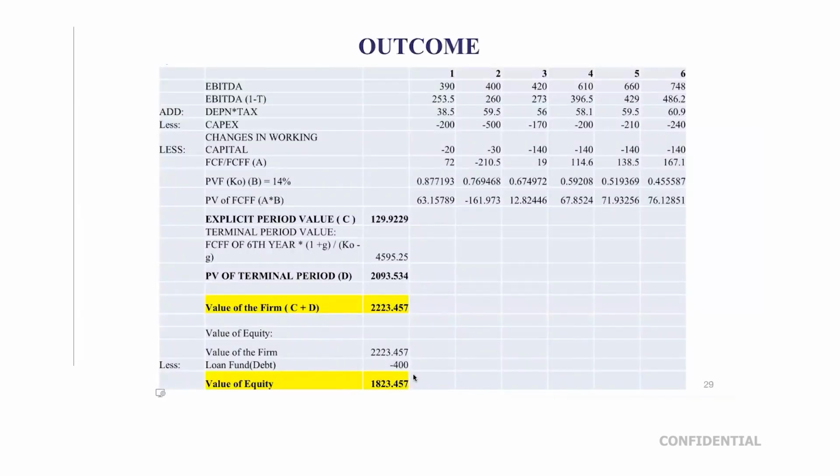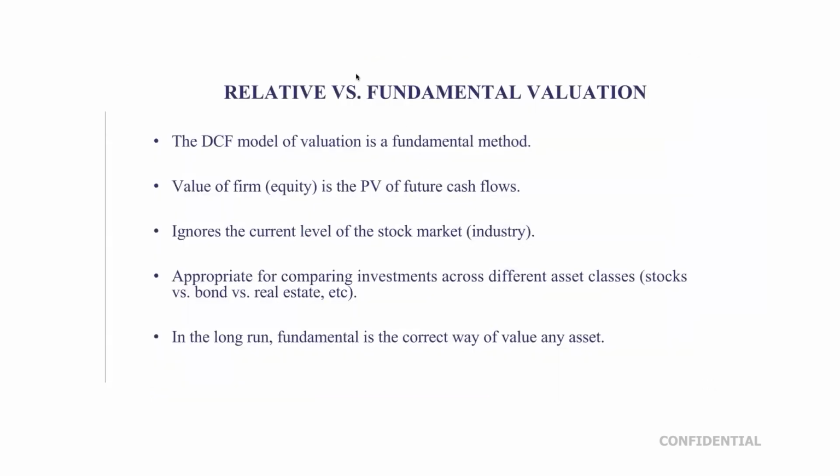So when you are standing today, your discounting rate has to be same for all the periods, right? Your expected rate of return should be same for all the periods. Therefore, we take the discounting rate of return as one only, whether it is for terminal period or for the explicit period. Okay. So now we have the third method of valuation, which is relative valuation.